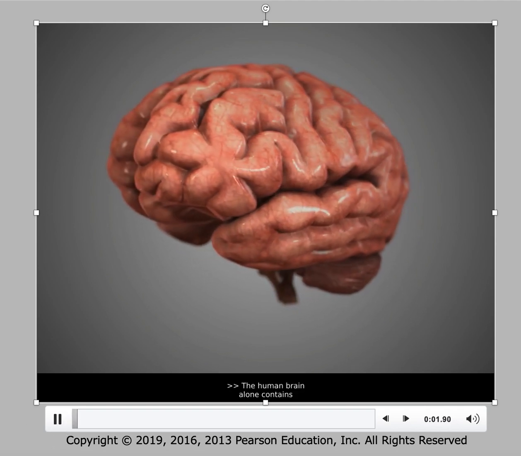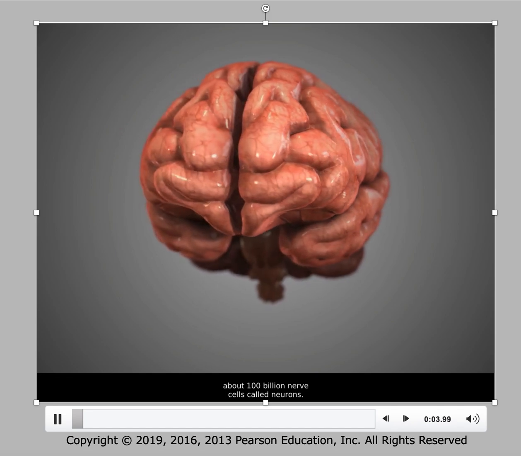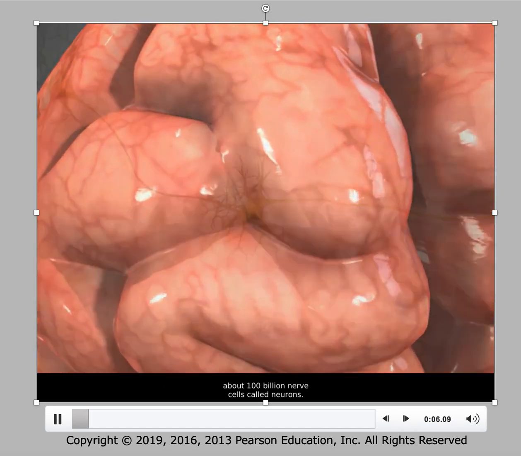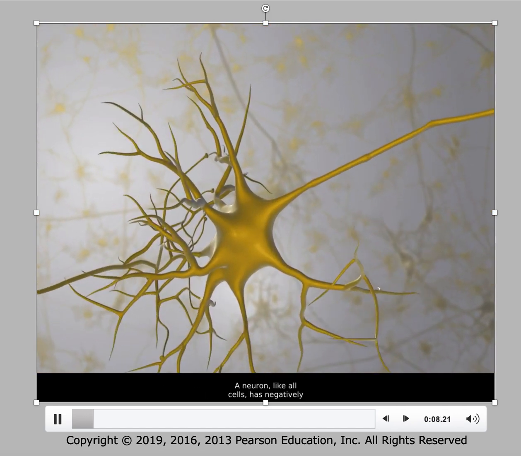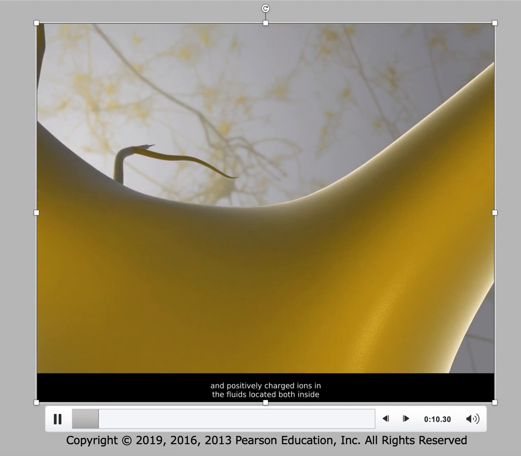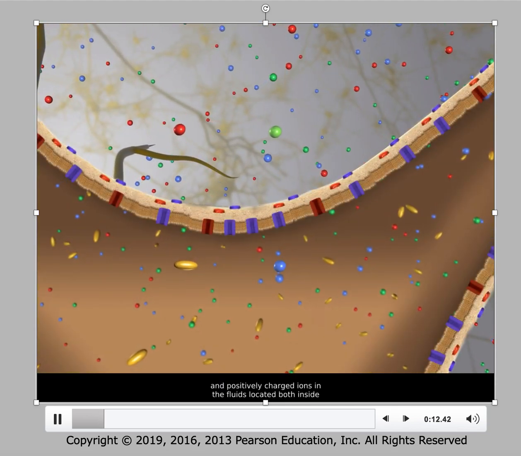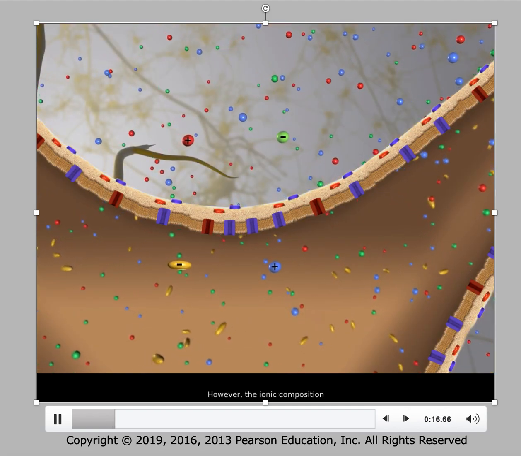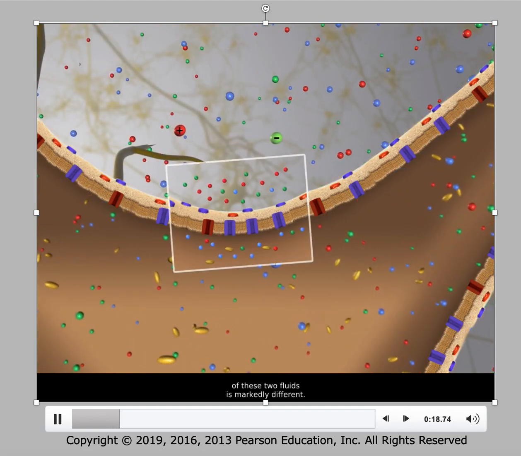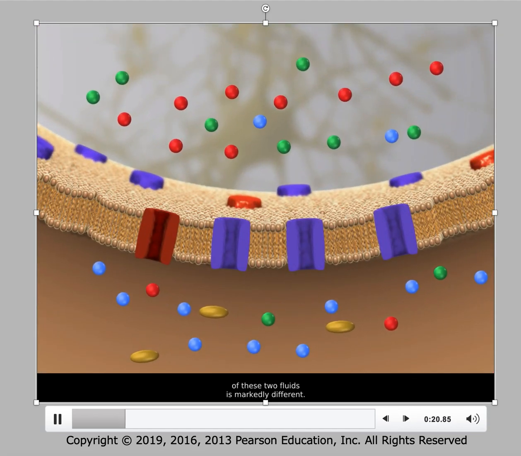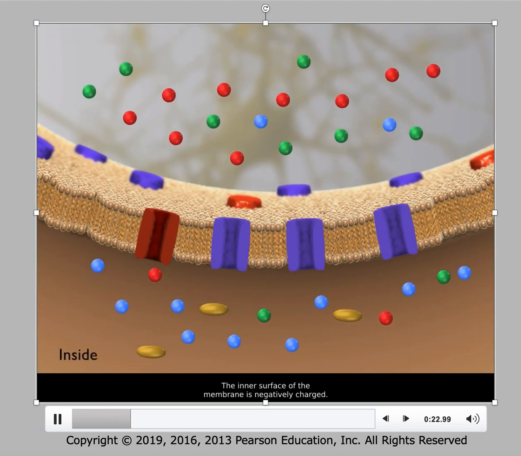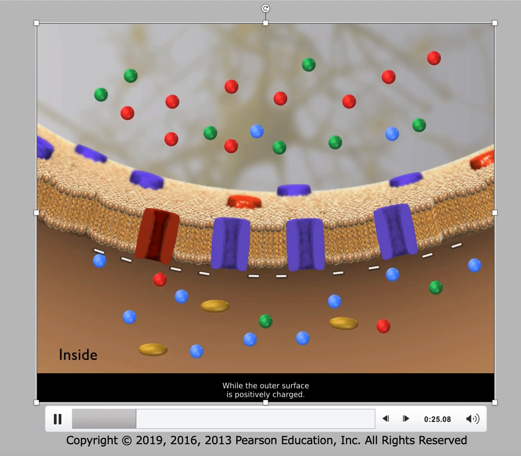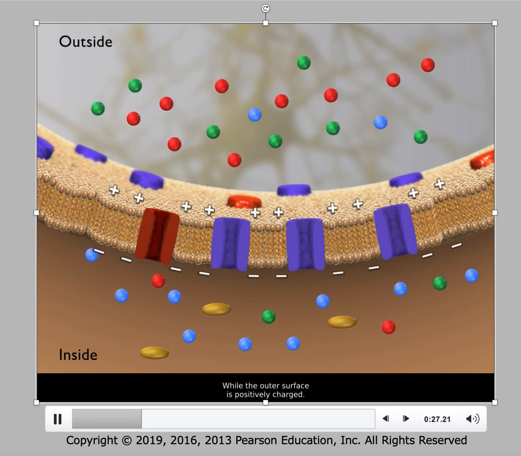The human brain alone contains about 100 billion nerve cells called neurons. A neuron, like all cells, has negatively and positively charged ions in the fluids located both inside and outside of the cell. However, the ionic composition of these two fluids is markedly different. The inner surface of the membrane is negatively charged, while the outer surface is positively charged.